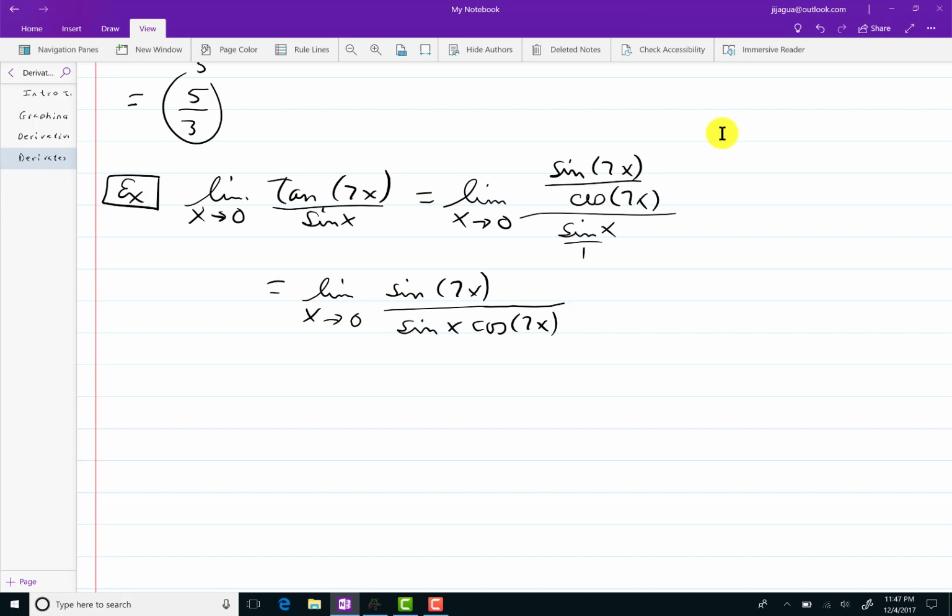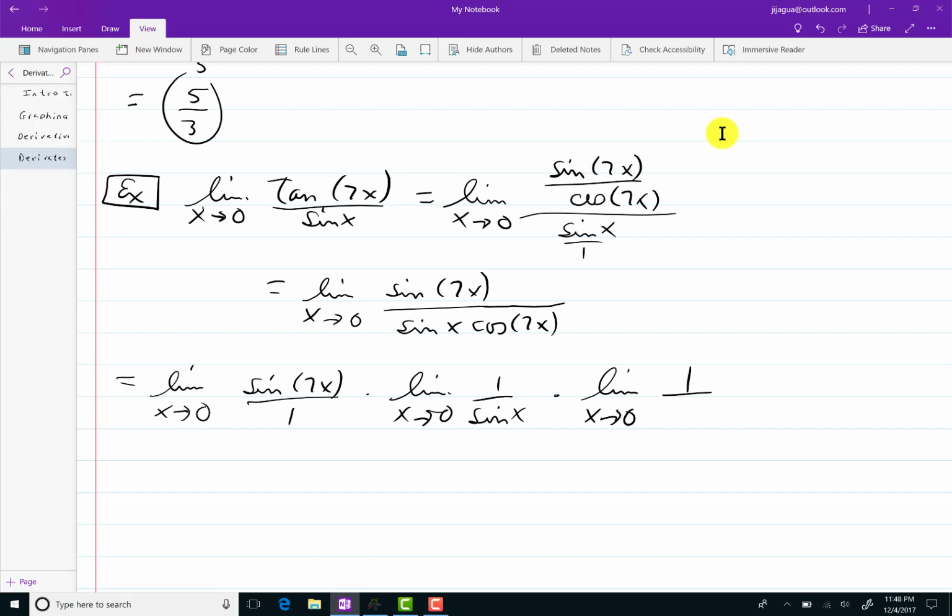What am I going to do here? Well, this is one of the things you can do. I'm going to break this up into 3 individual limits, but I want them all in a fraction format. So I can do the limit as x goes to 0 of sine of 7x, and I'm going to put it over 1 just for now. Then I have the limit as x goes to 0 of 1 over sine of x, times the limit as x goes to 0 of 1 over cosine of 7x.